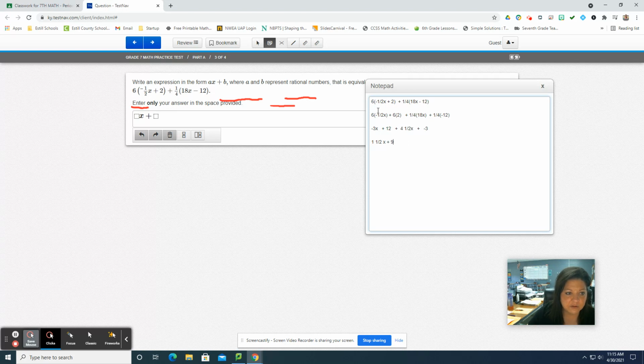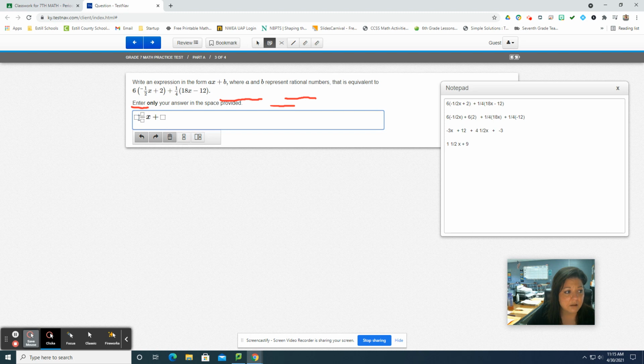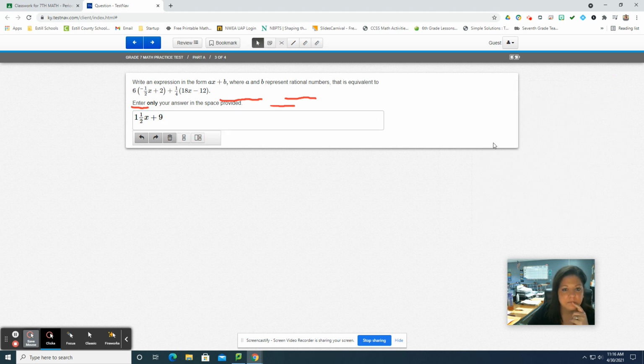So our answer to this whole problem is going to be, and I've got to come over here and use my mixed number and put 1 and 1/2 x plus 9. So that is your A, and your B is 1/2, and your 9 is your B. And that is how you answer question 3. Okay. That's the last question for the section.